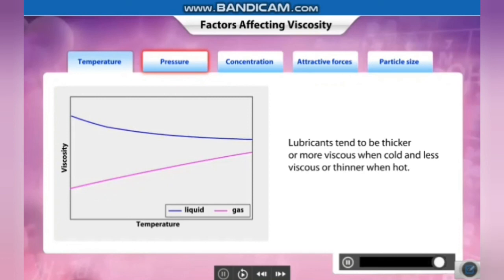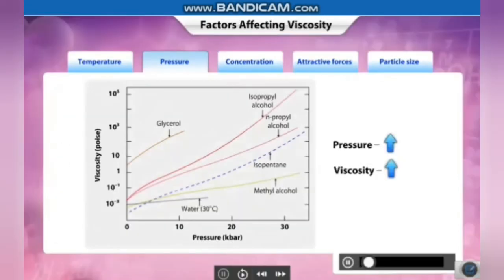Now pressure. Viscosity is directly proportional to the pressure of a liquid. That is, the fluid viscosity increases with increase in pressure and vice versa. So you can see the graph here. As the pressure increases, the viscosity of the fluid is also increasing.